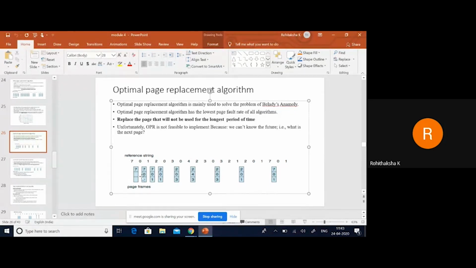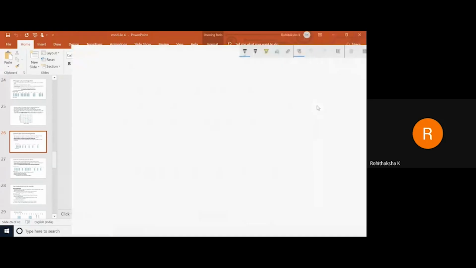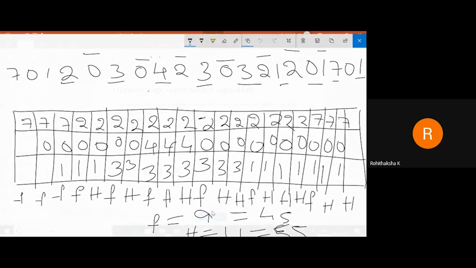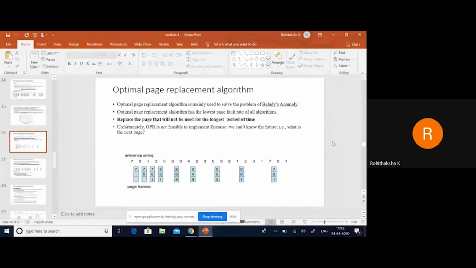Even in the diagram, if you look here, you can see the page faults: 1, 2, 3, 4, 5, 6, 7, 8, 9. 9 page faults. In whatever we have looked at here, the page fault count we had is 9. So that's why I said the optimal page replacement algorithm cannot be considered.